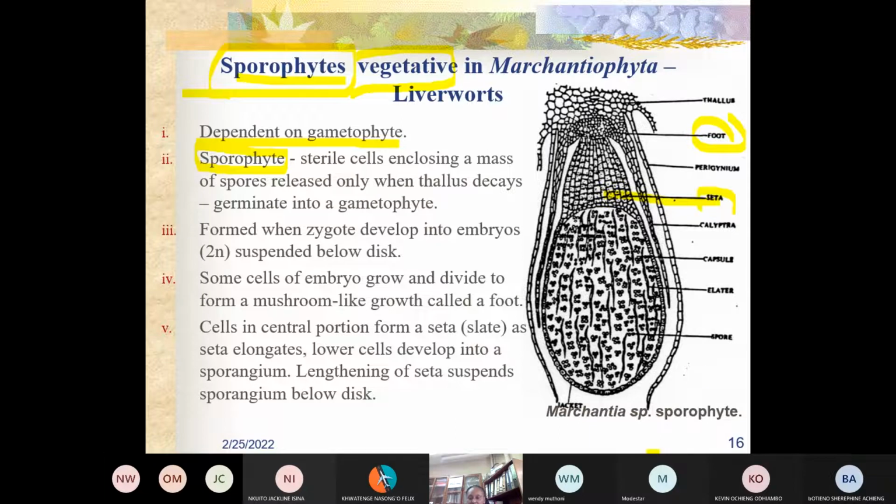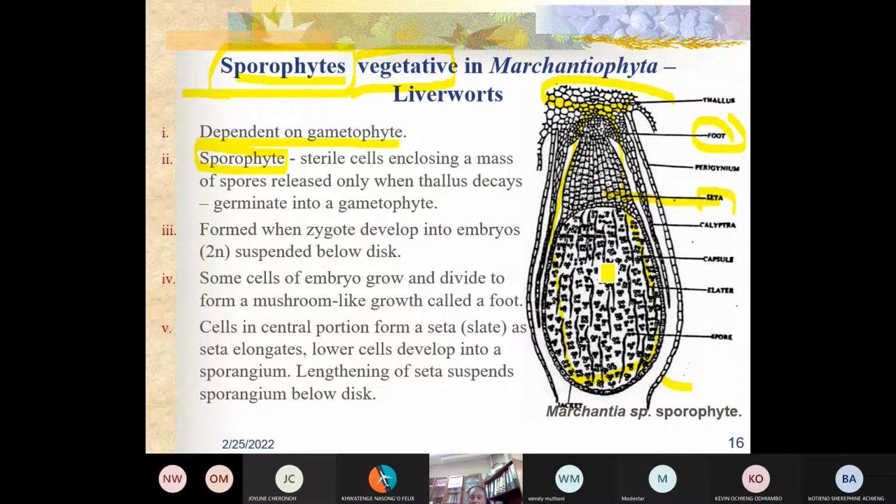These other ones here, the calyptra and all those, these are part of the gametophyte. You see, they come from the thallus. So they are part of the gametophyte. So the sporophyte, which is basically this portion here, has the foot, the seta, and the capsule. So the sterile portions would be the foot, the seta. The very fertile, the sporogenous portions would be within the capsule.